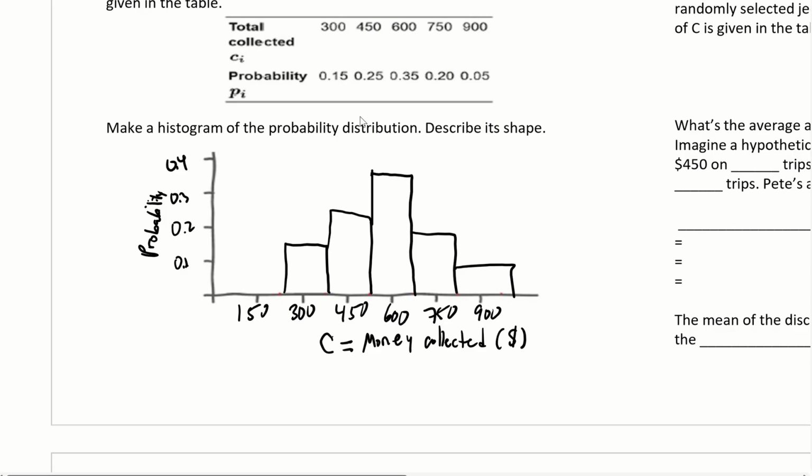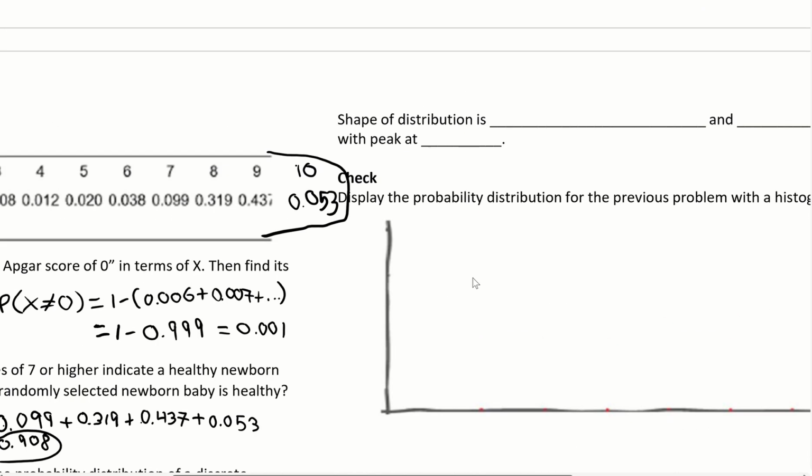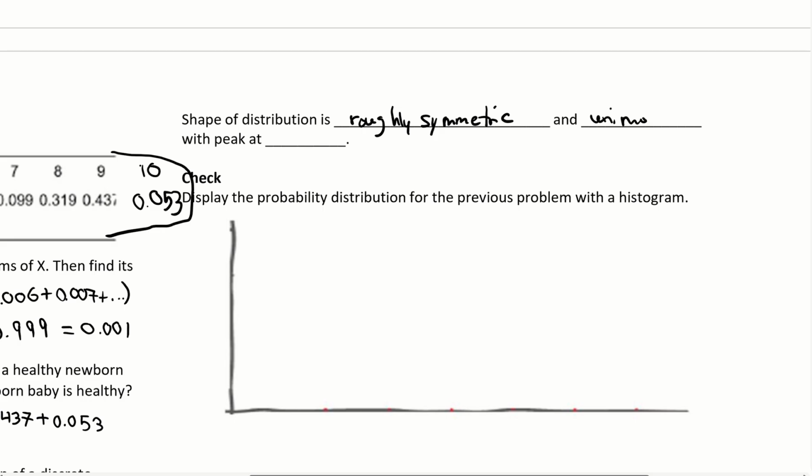Okay. All right. And so what's the shape of this distribution? It appears to be roughly symmetric and has a single peak. So it's unimodal and has a single peak at 600. Okay. So the shape of distribution is roughly symmetric and unimodal with peak at 600.